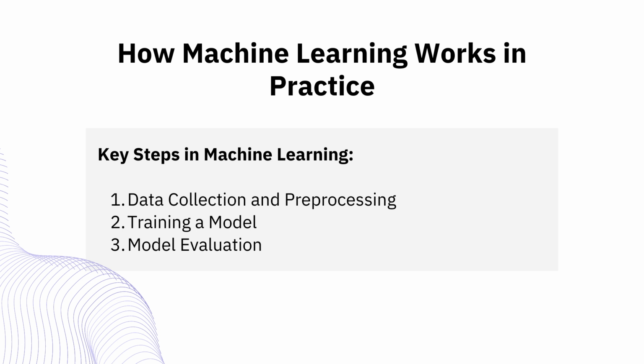Training a model. Once the data is ready, the next step is choosing an appropriate machine learning algorithm. The model is then trained using training data to learn patterns or relationships in the dataset. Model evaluation. After training, we need to evaluate the model's performance. This is usually done using a separate test dataset and metrics like accuracy, precision, recall, and F1 score. Hyperparameter tuning is often required to improve the model's accuracy.